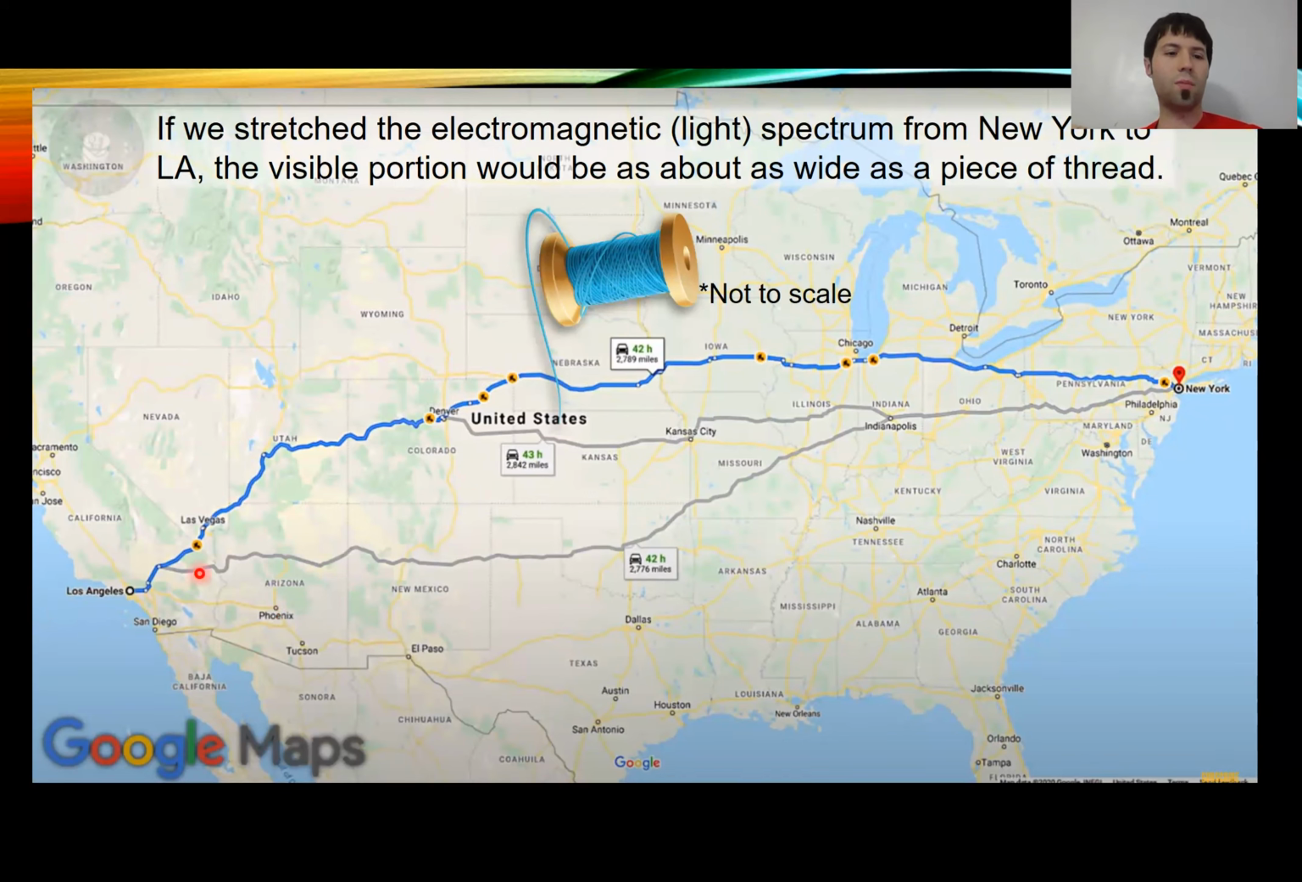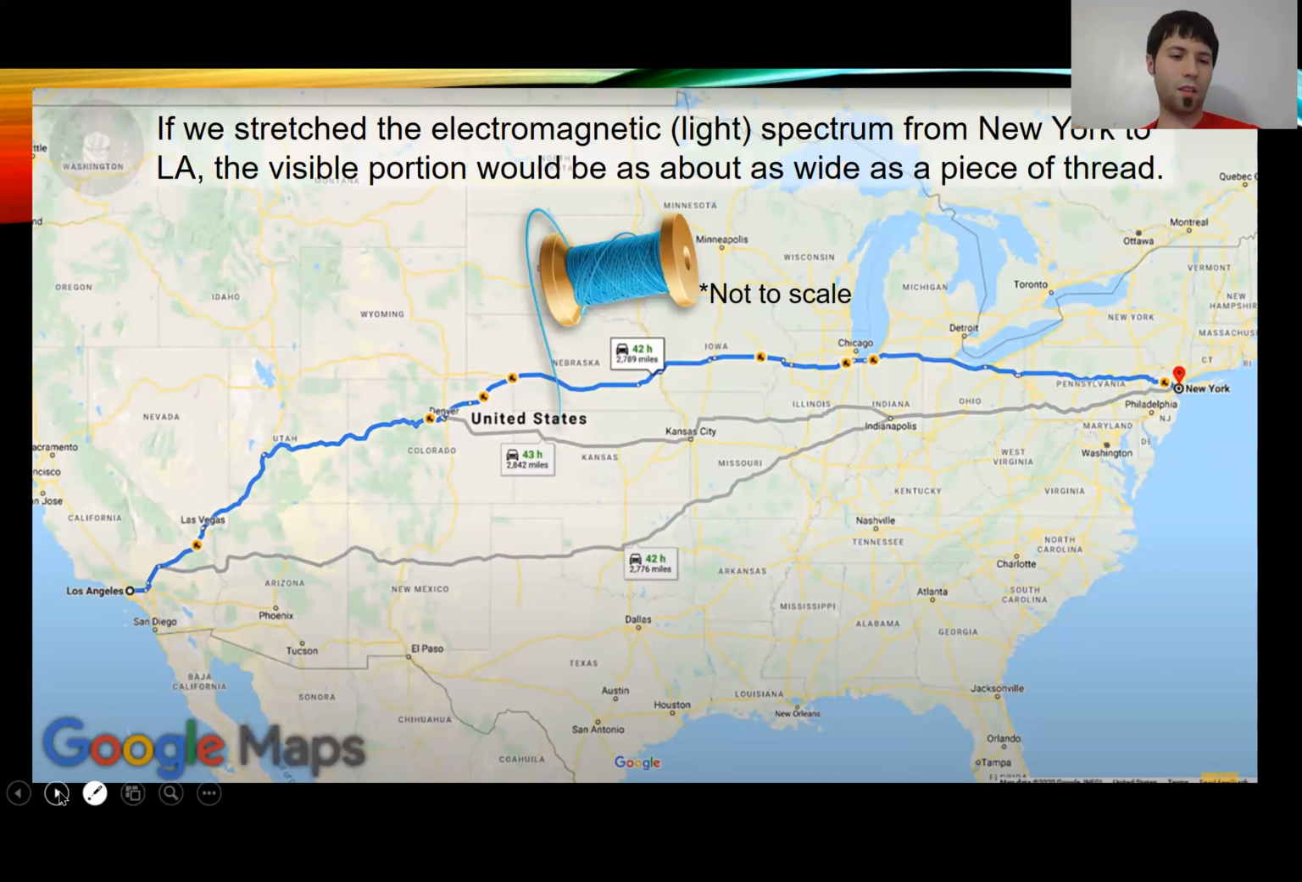If we stretched the electromagnetic spectrum, in other words, if we stretched all the possible colors or types of waves in the electromagnetic spectrum all the way from LA to New York, the amount that we would be able to see is the width of a thread. So we can only really see a very, very tiny part. Obviously this thread is not to scale. There's no piece of thread this big. But if we could put a piece of thread somewhere in Nebraska or Iowa or whatever, that is the approximate ratio of wavelengths that we could see compared to the rest of the electromagnetic spectrum.